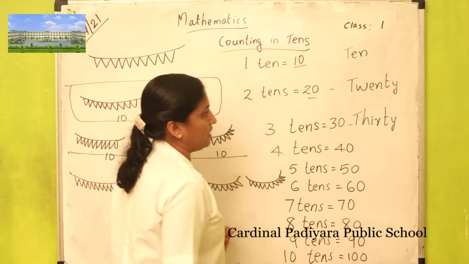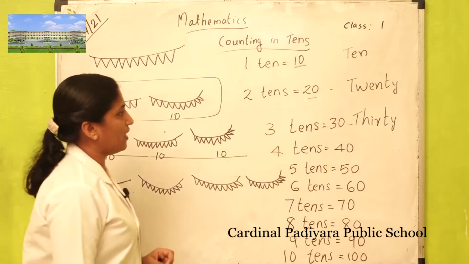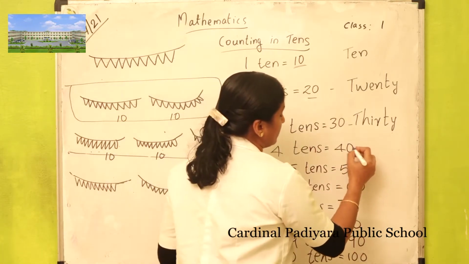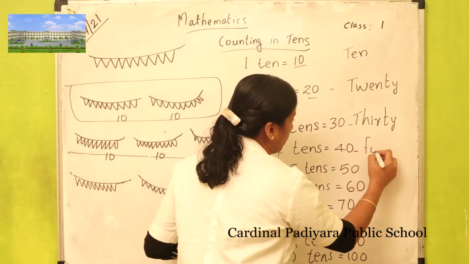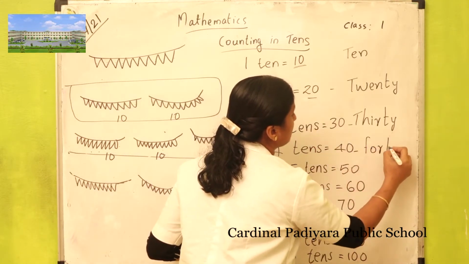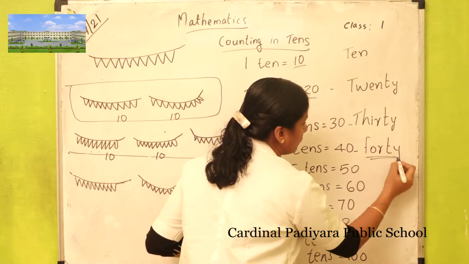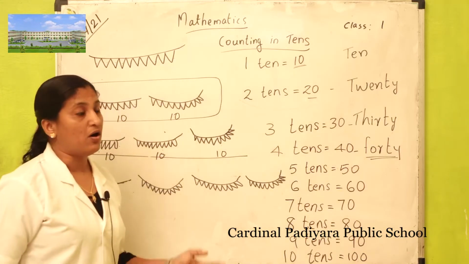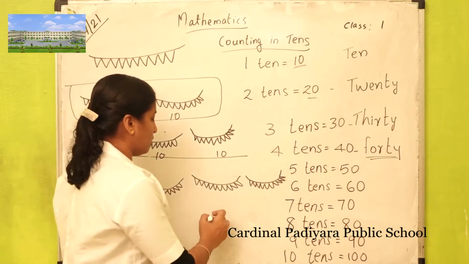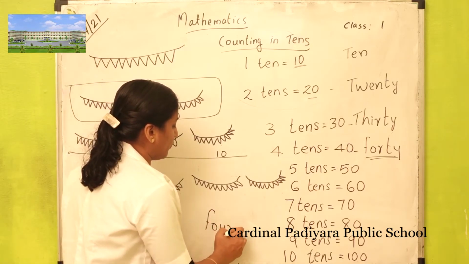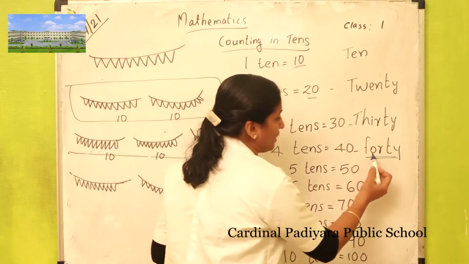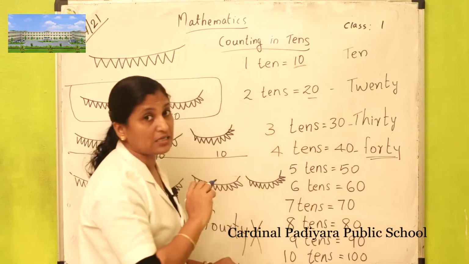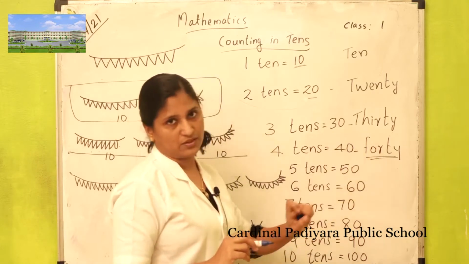T-H-I-R-T-Y, 30. Then what is the number name of 40? F-O-R-T-Y. Look at this number name, 40, F-O-R-T-Y, not with a U. F-O-U-R-T-Y, this one is wrong. What is the number name of 40? F-O-R-T-Y. Here, not U. Okay.